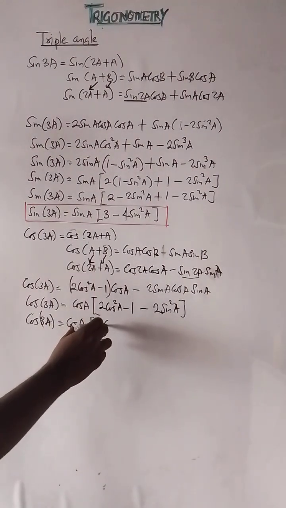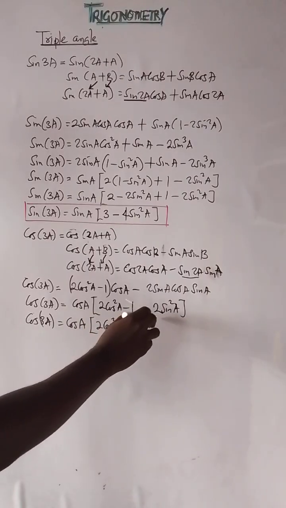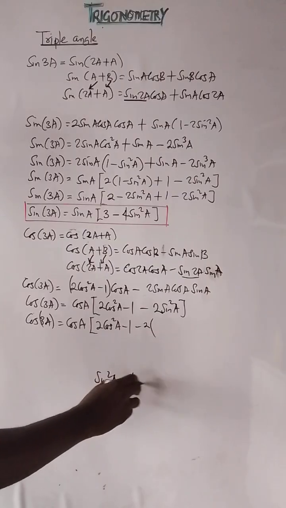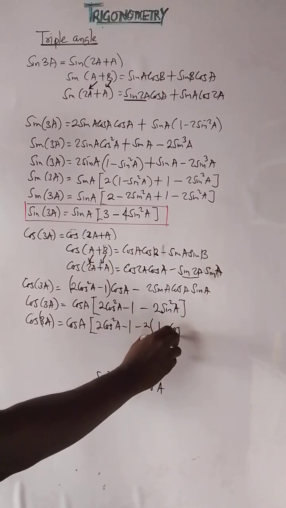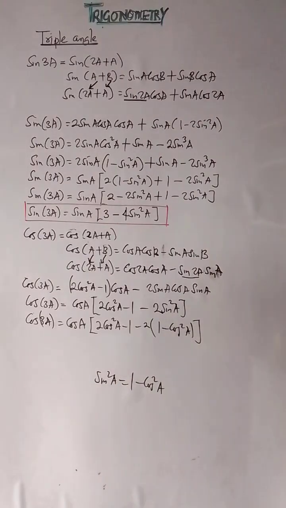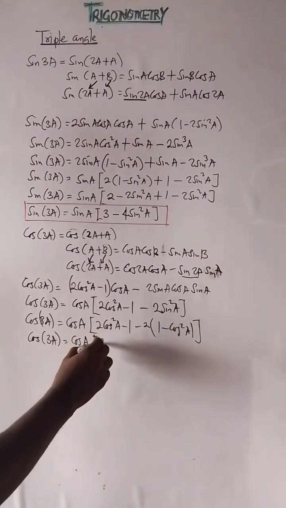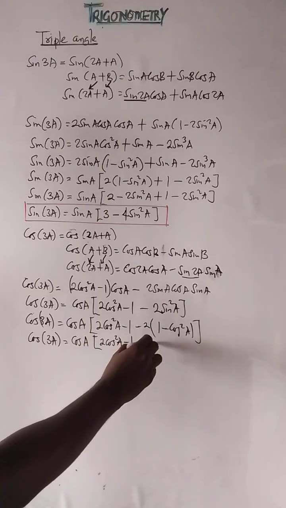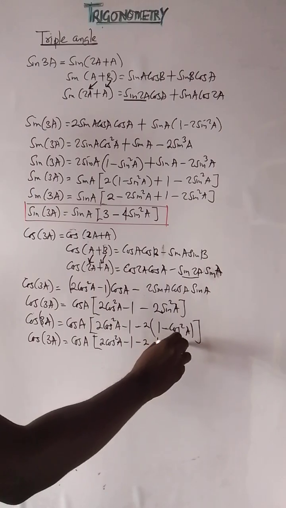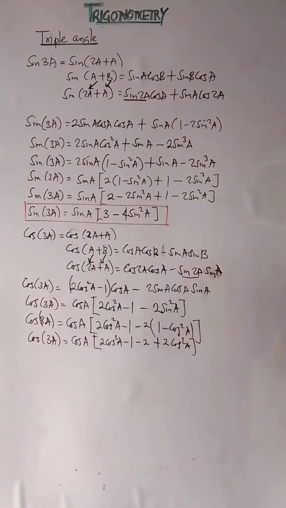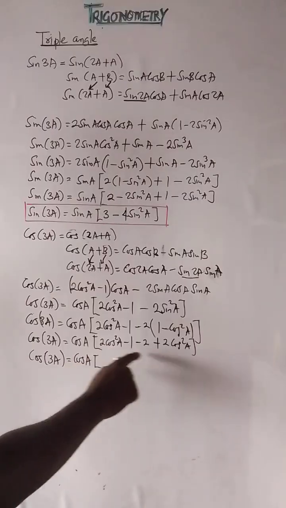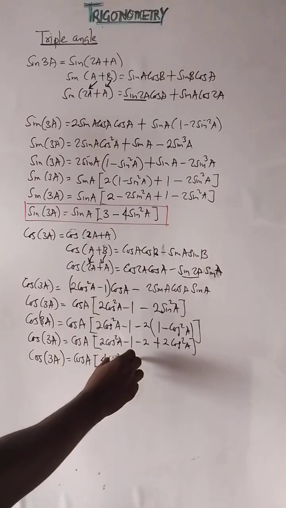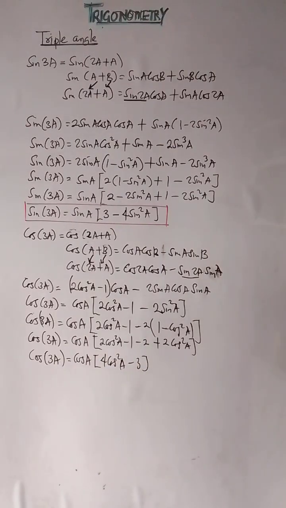So from here we are going to have cos 3A equals to cos A times 2 cos square A minus 1 minus 2 into, what is sine square A? We want our answer to be in cos. So sine square A is 1 minus cos square A. Now let's continue. Now let's expand. Here we still have 2 cos square A minus 1 minus 2 plus 2 cos square A. 2 cos square A plus 2 cos square A, that's 4 cos square A. Minus 1 minus 2, that's minus 3. And that is the final answer.